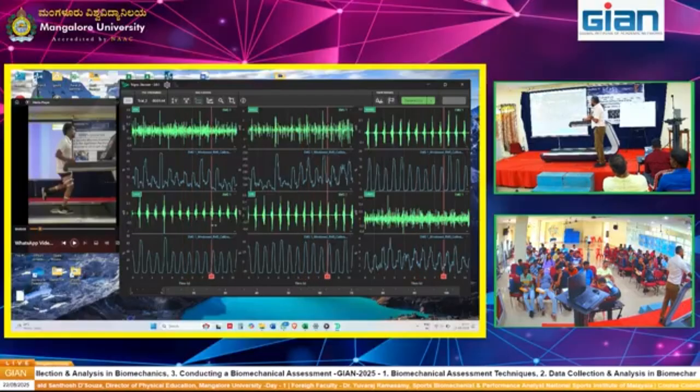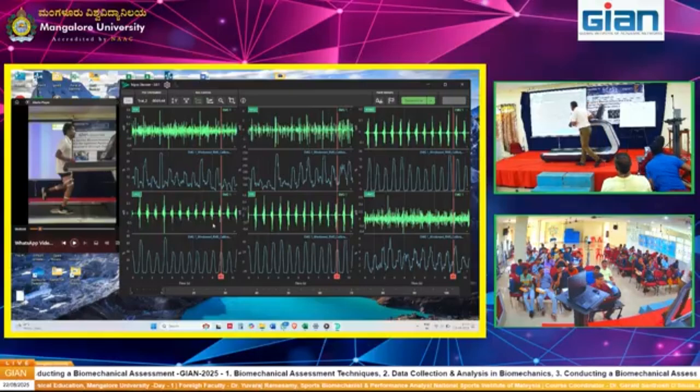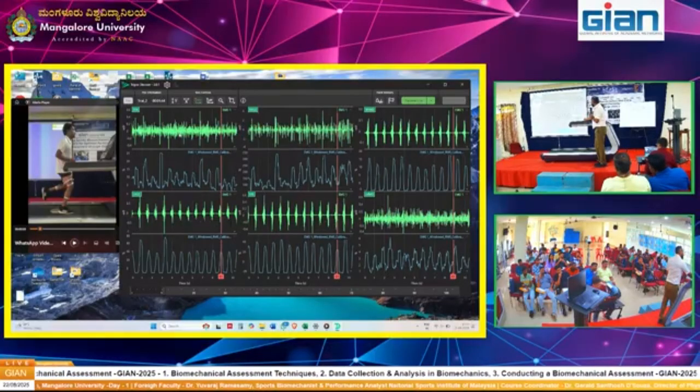Okay, this is the right tibialis anterior. This is right. What is that, VL or VM? That is the right VLO, RVLO. This is RVMO. All these three are right, all these three are left. But the tibialis is this, and the left tibialis.